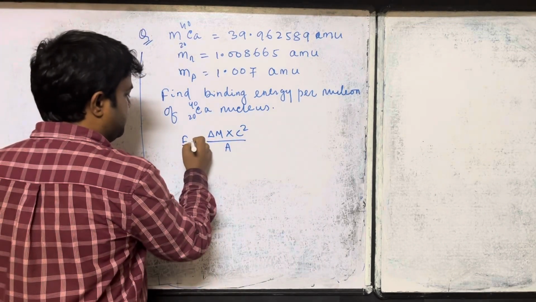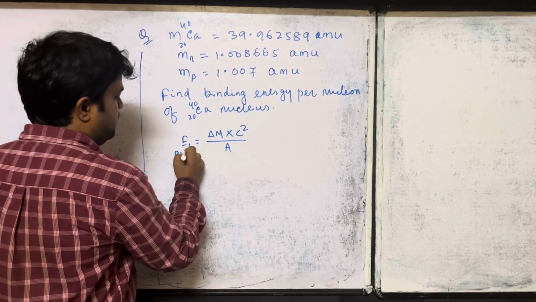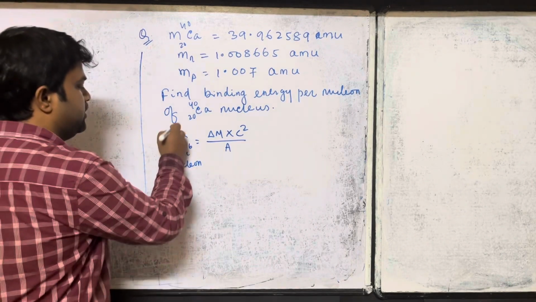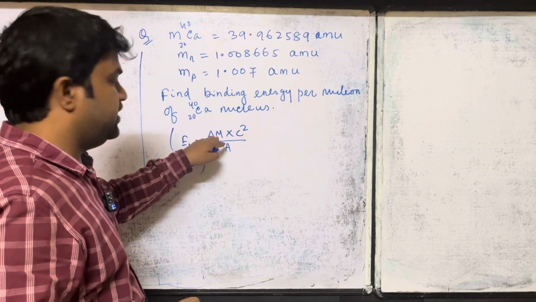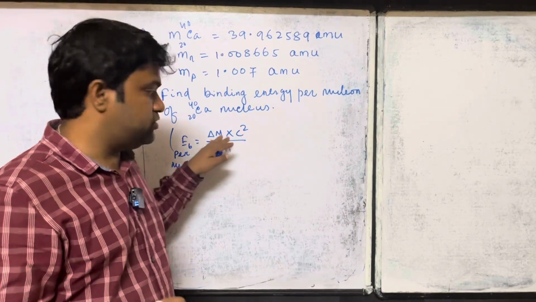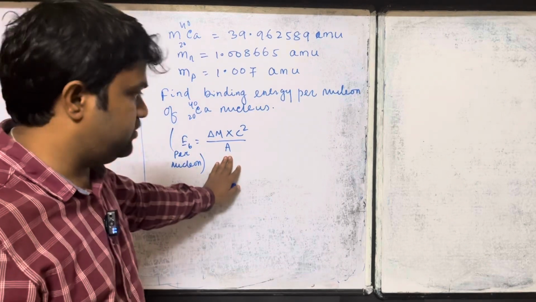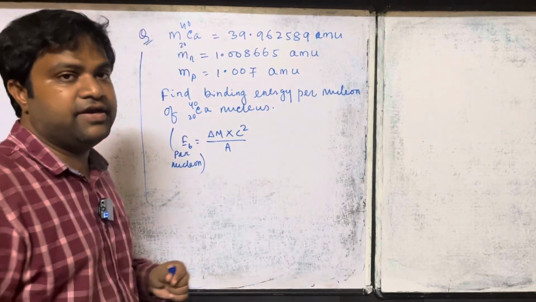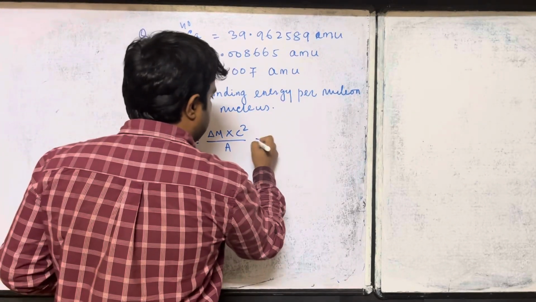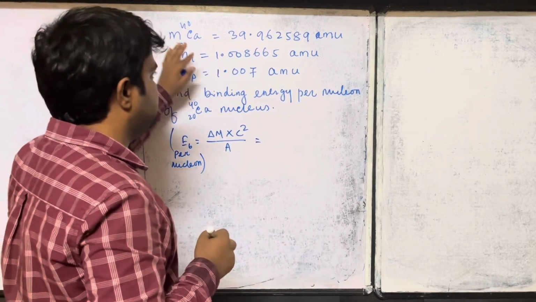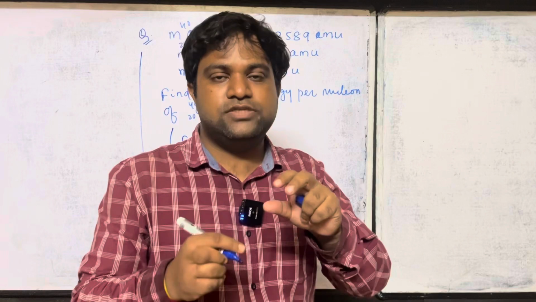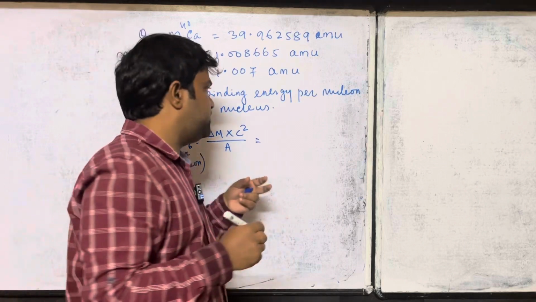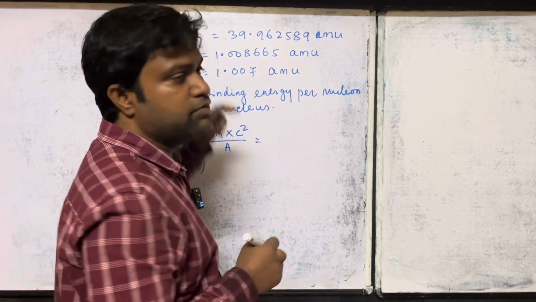Binding energy per nucleon is equal to mass defect multiplied by c square, that is your binding energy, divided by the mass number, the number of nucleons inside that nucleus. So that will be binding energy per nucleon. So here what is our delta m, the mass defect? Mass defect is the sum of the individual masses of all the nucleons subtracted by the mass of the nucleus.